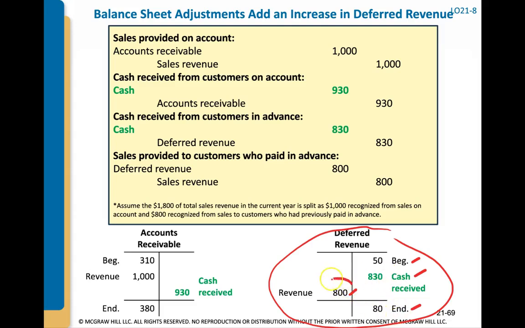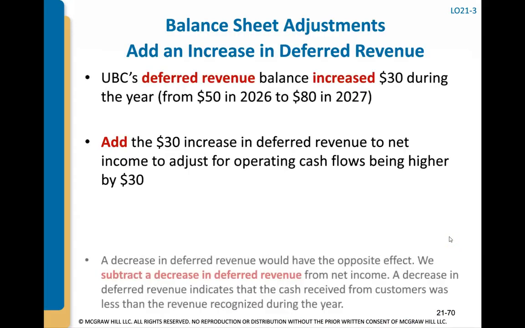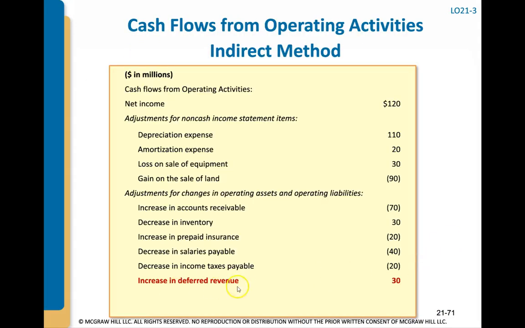So let's see. If I look at just my deferred revenue, my income statement includes $800 of revenue, but I actually received cash of $830. So I need to increase my statement of cash flows by 30. Look at what happens. My beginning balance is 50, my ending balance is 80. That's my increase of 30. And that's what I'm going to record on my statement of cash flows, right here, increase in deferred revenue.